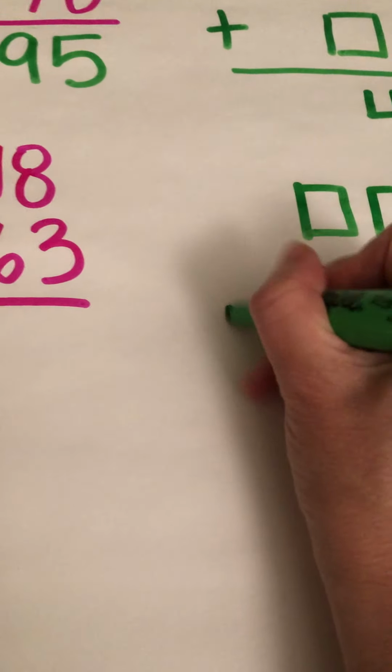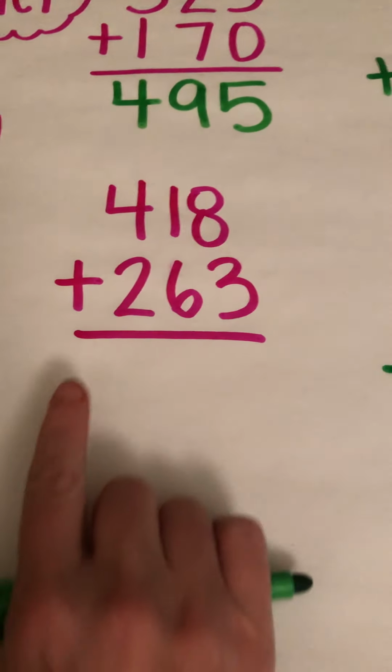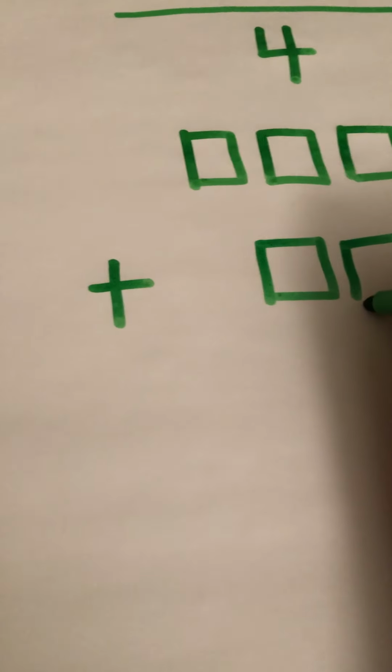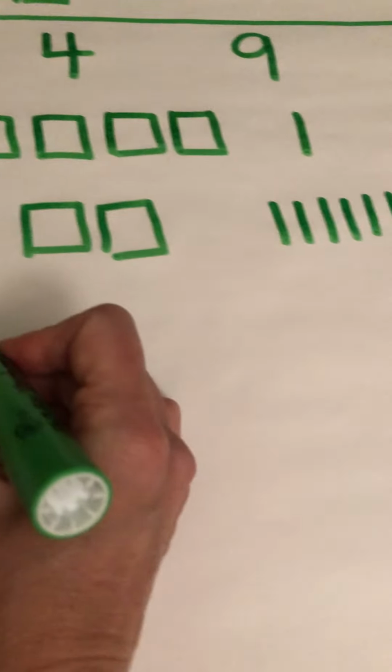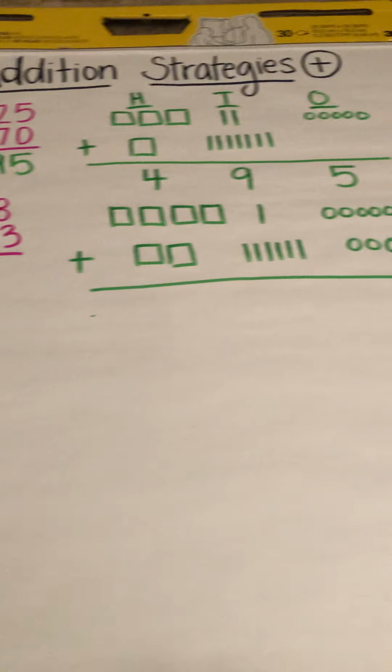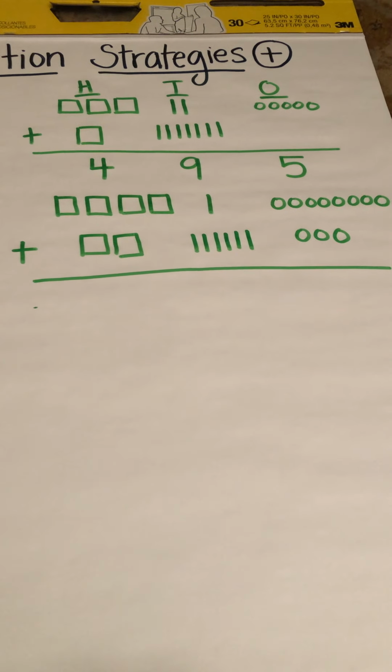So I'm going to write my addition symbol. Now I'm going to draw a model for 263. I have 2 hundreds. I have 6 tens. 1, 2, 3, 4, 5, 6. And I have 3 ones. 1, 2, 3. The last thing I need to do is draw that equal sign. And so now I have 418 plus 263 represented in a model.